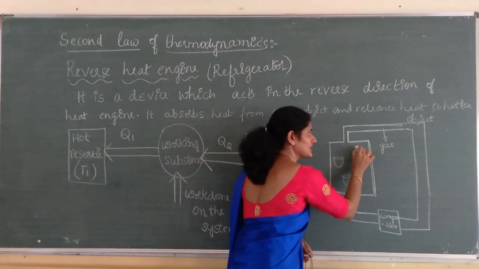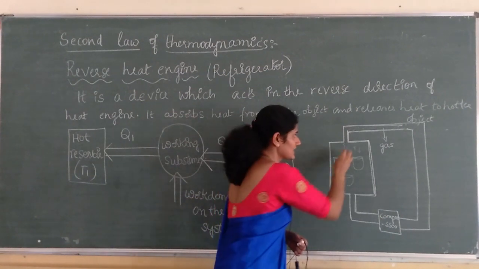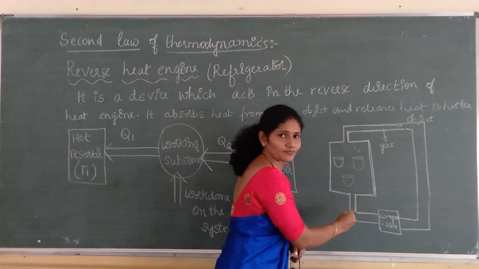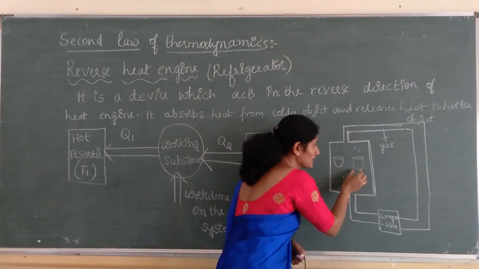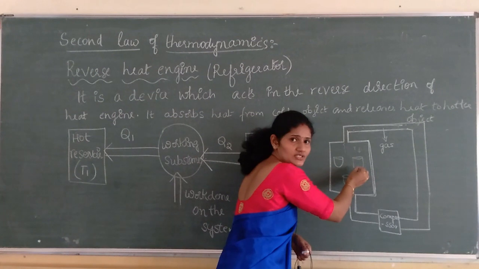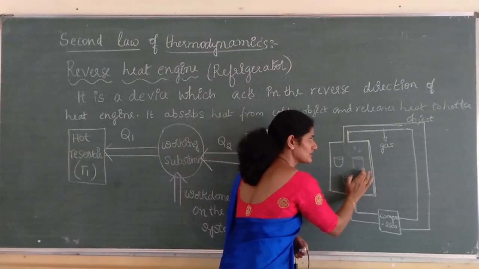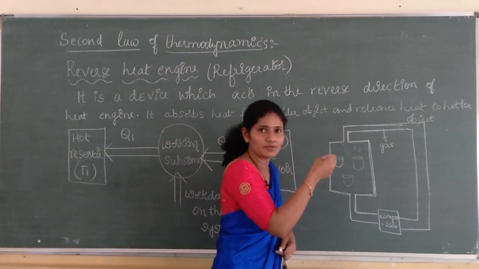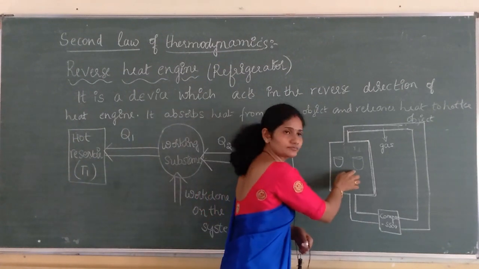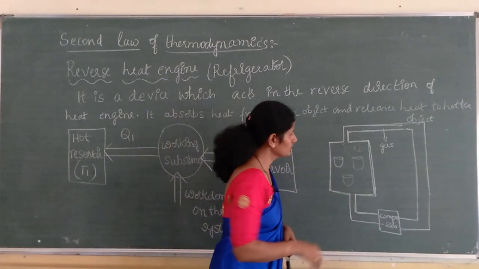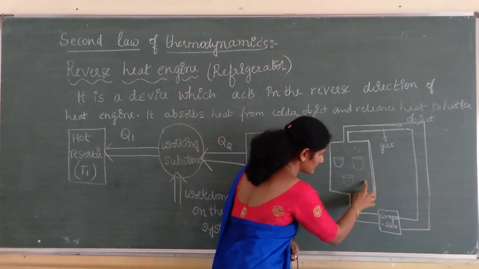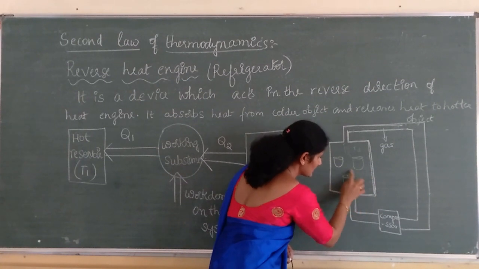So, temperature decreases. After that, the gas absorbs heat from the region to be cooled, which is nothing but the food which is kept inside the refrigerator. So, the gas absorbs heat energy from the food. Our aim is to cool the food. So, it absorbs heat energy from the food and the gas comes here.